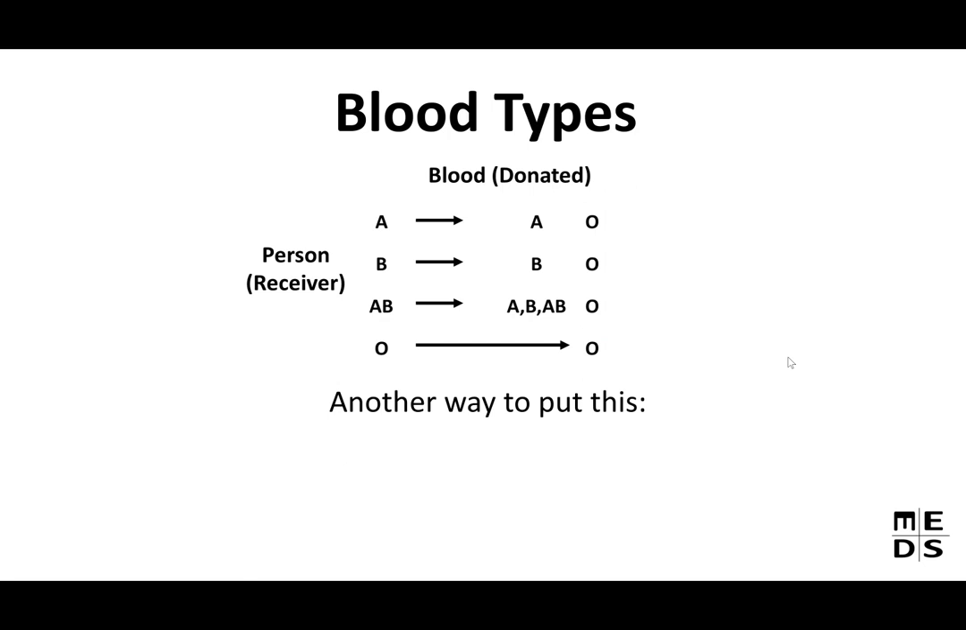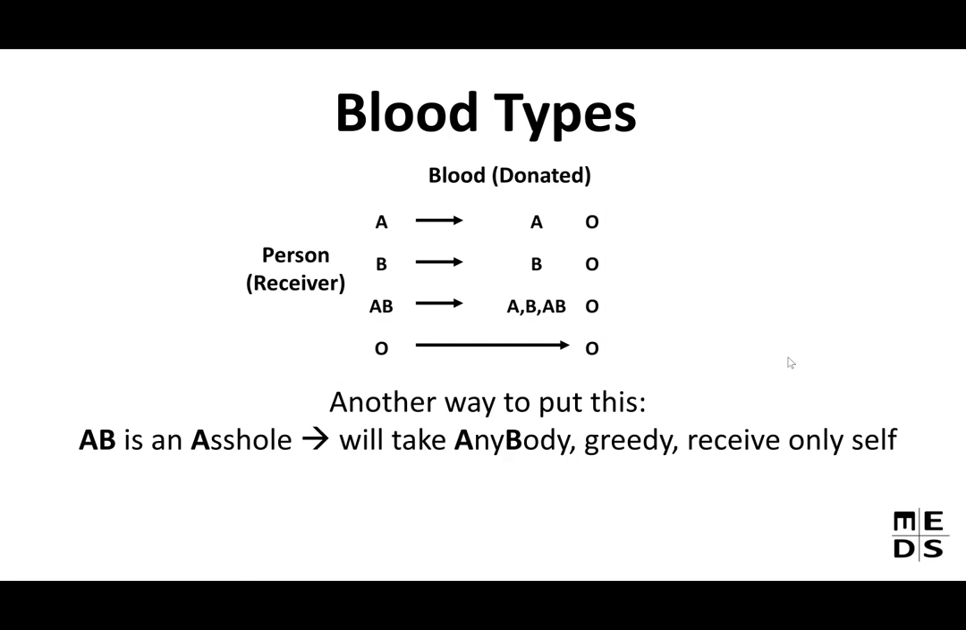So another way to put this, AB is kind of like an asshole. And what I mean by this is this entity will take anything, meaning the AB is an asshole. You can see that it's getting A, B, and O, and it's greedy. It only wants to give to itself. If you look at this entire diagram, you can see AB is only written once. So AB can only be given to itself. So it's greedy. It'll take anybody, but it only will give to itself. So AB is an asshole.